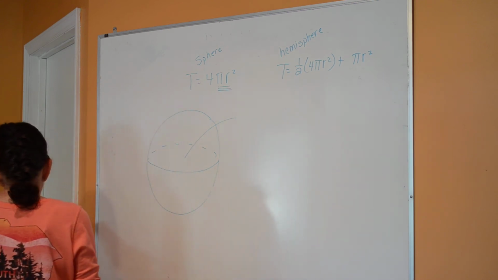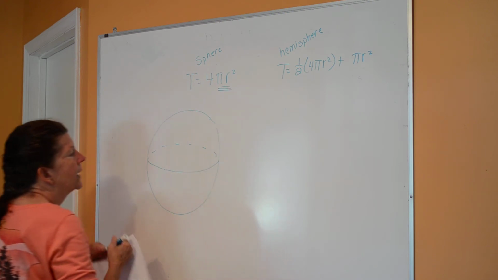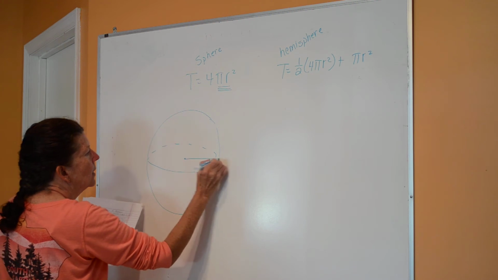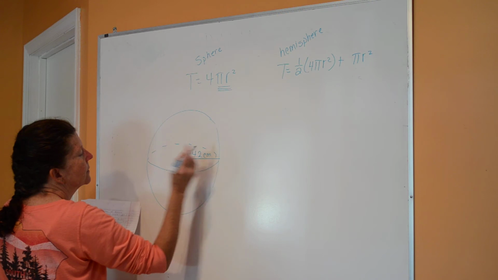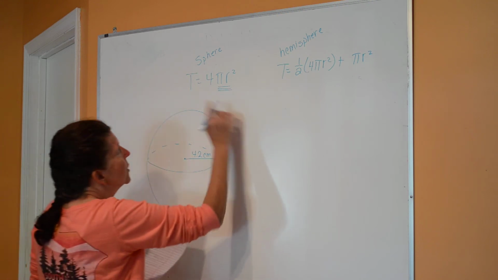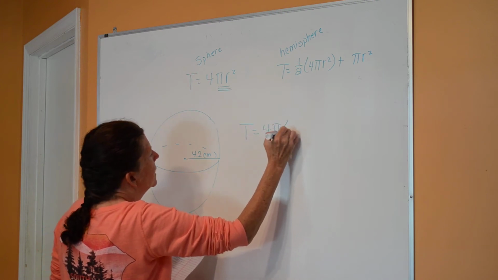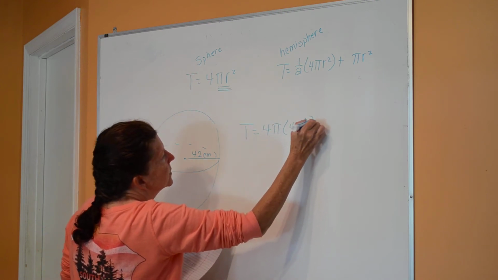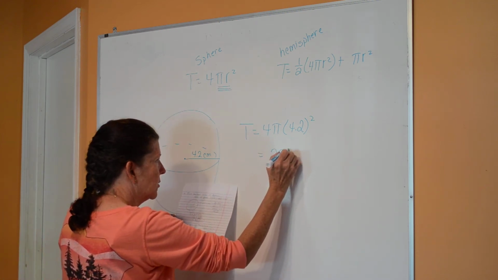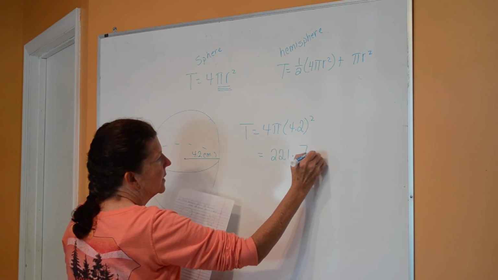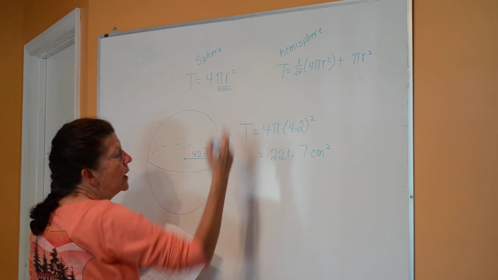Okay, let's say I have another circle, and on this one, rather than knowing the area of the great circle, I just know the radius of the circle. It's 4.2 centimeters. Okay, well then I'm just going to use that. So if I want to know the area of the sphere, it's 4 times pi times 4.2 squared. When I do that, put it in my calculator, it's 221.7 centimeters squared.